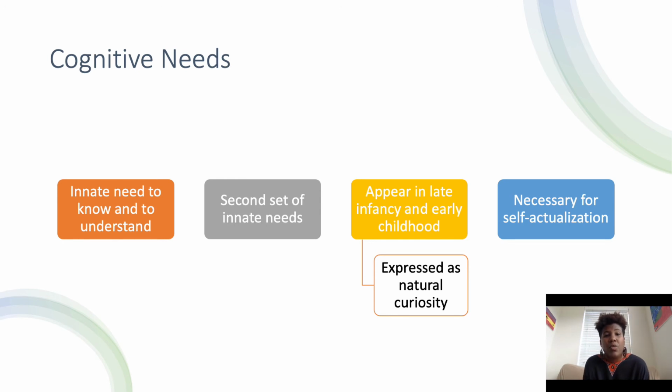So with these innate needs, the cognitive part, he felt like the innate need to know and to understand. There is this mindset need to appear. Second set of innate needs. I don't know why I put second set of innate needs, so excuse that. Appear late in infancy and early childhood.